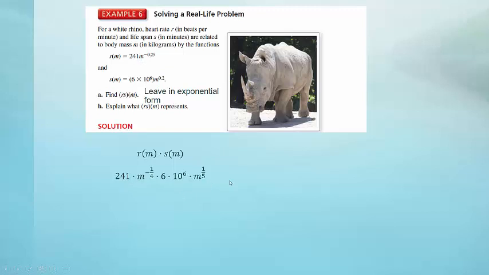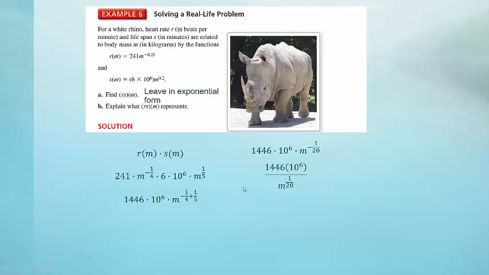So if we go ahead and multiply a little bit, we can do the 241 times the 6. I'm actually going to leave 10 to the 6 alone because it's pretty big, but we can go ahead and consolidate our m's by adding their exponents. So my exponent will now become negative 1 over 20. It does say leave it in exponential form, but it's always a good habit to have positive exponents, just to keep that rhythm going. So I would probably just leave my answer like this.